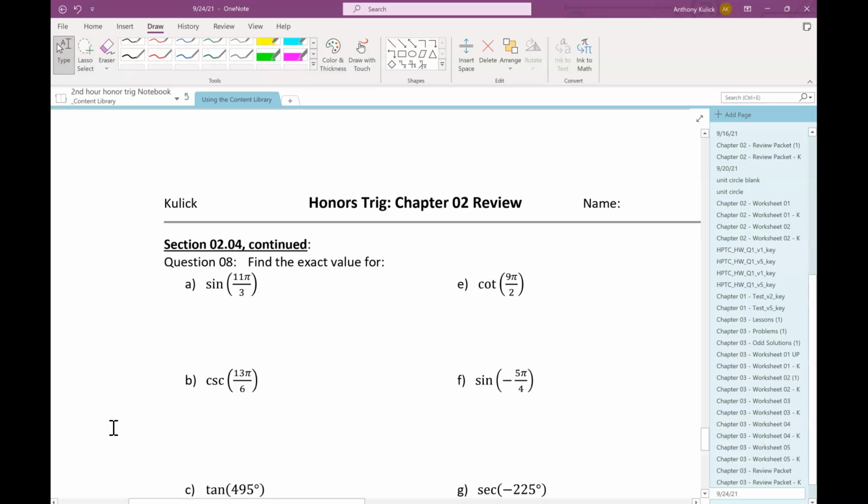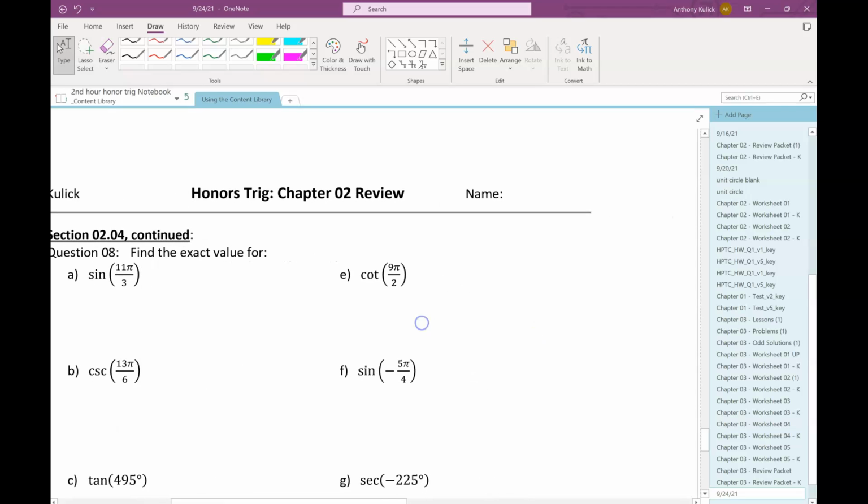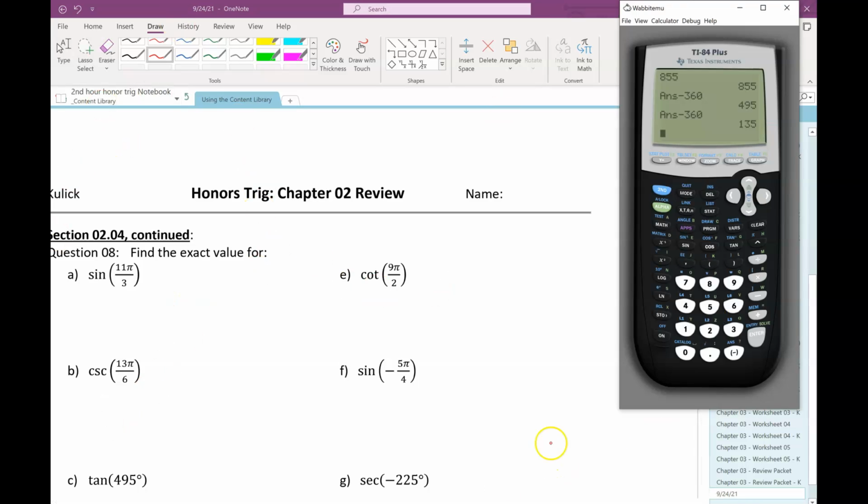Okay, so we want to use the unit circle to find the exact value for this. I noticed that 9 over 2 pi is not on the unit circle, right? So I could do this by adding or subtracting multiples of 2 pi to find something on the unit circle.